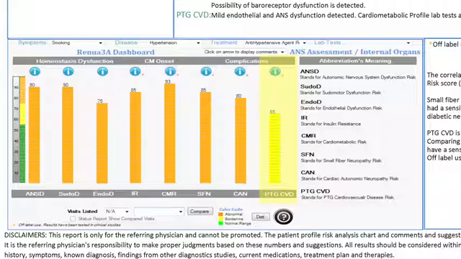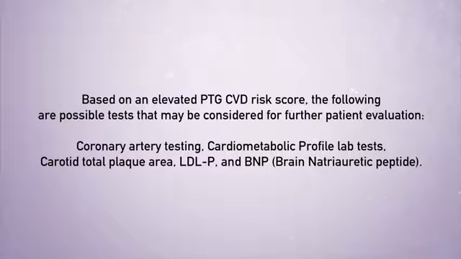There are a number of conditions the PTG-CVD risk score helps evaluate, including stroke, heart attack, cardiomyopathy, atrial fibrillation, endocarditis, aortic aneurysms, venous thrombosis, etc. Based on an elevated PTG-CVD risk score, the following are possible tests that may be considered for further patient evaluation: coronary artery testing, cardiometabolic profile lab tests, carotid total plaque area, LDLP, and BNP, brain natriuretic peptide.